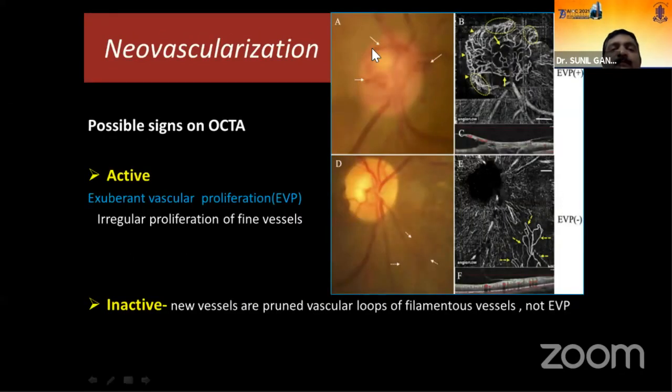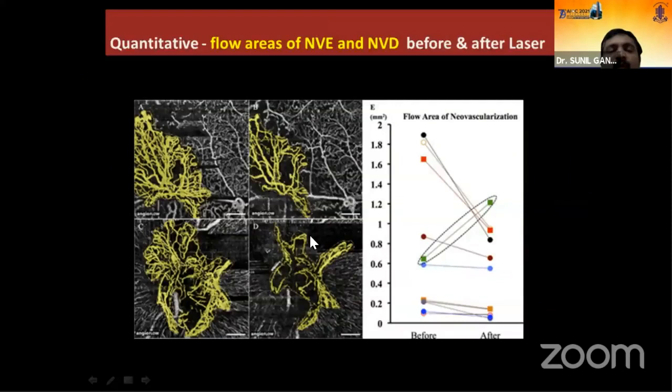So how do we know whether the neovascularization is active or inactive? The one thing we should look for in an active neovascularization is something called exuberant vascular proliferation, also known as EVP. As shown in this picture, the circled area indicates the presence of an EVP, that is nothing but an irregular proliferation of fine vessels. If it is present, it indicates an active neovascularization. In an inactive neovascularization, as shown in the below picture, new vessels are pruned vascular loops with filamentous vessels, but there won't be any exuberant vascular proliferations.